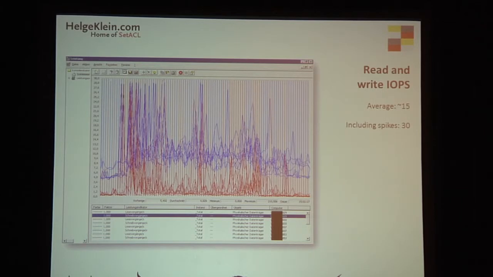Always use these spikes when you're calculating with IOPS, because if you don't use the spikes, if you use the average, that means every spike will have the user waiting. Each hard disk is roughly 1 million times slower than RAM. So if a hard disk needs to be accessed, and if that takes time, the application will be waiting and the user will notice it.